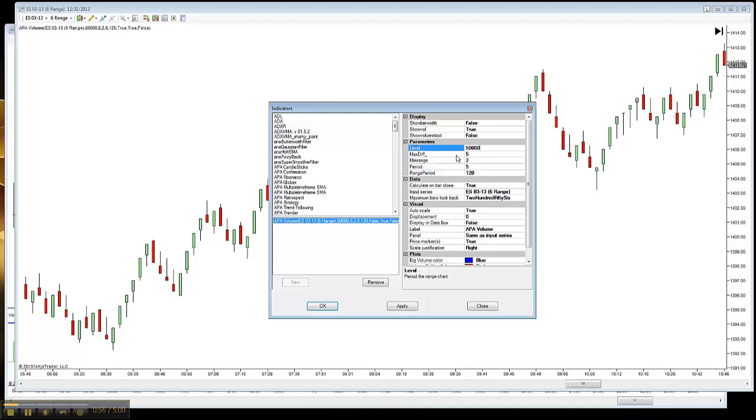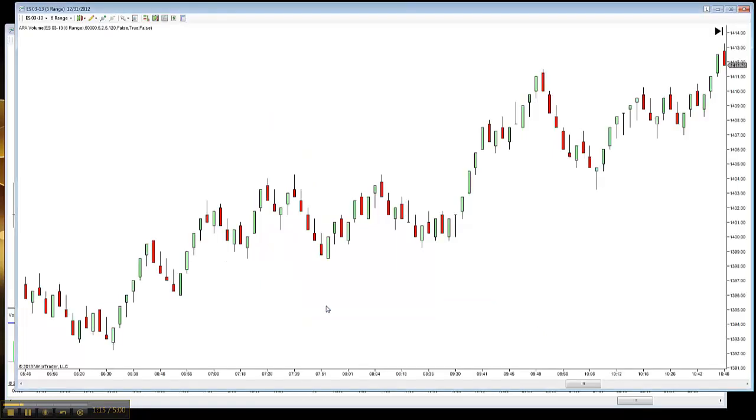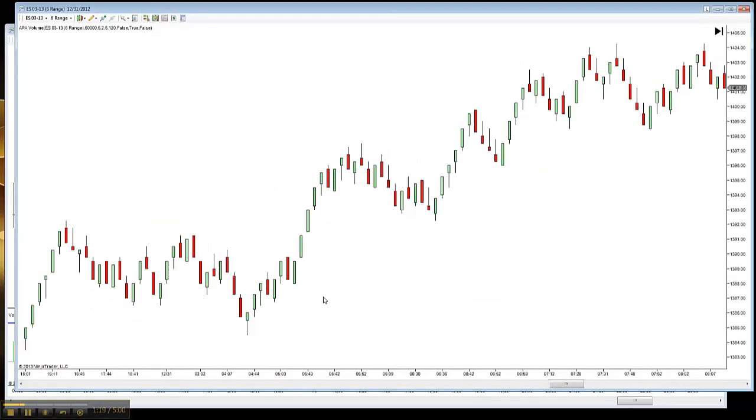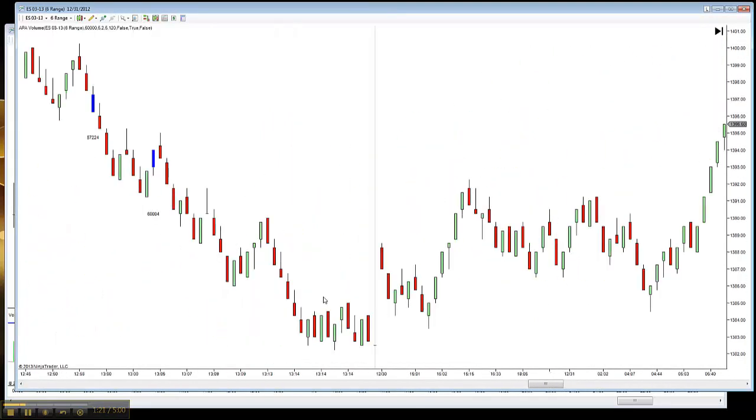We can also change some of these other settings, and you can go ahead and play with those as you see fit. But we're really looking to identify the volume spikes and when the big money is coming into the market and really going to steer things around for us. So go ahead and hit OK. And if you look on our charts, we should start to see some blue bars here.